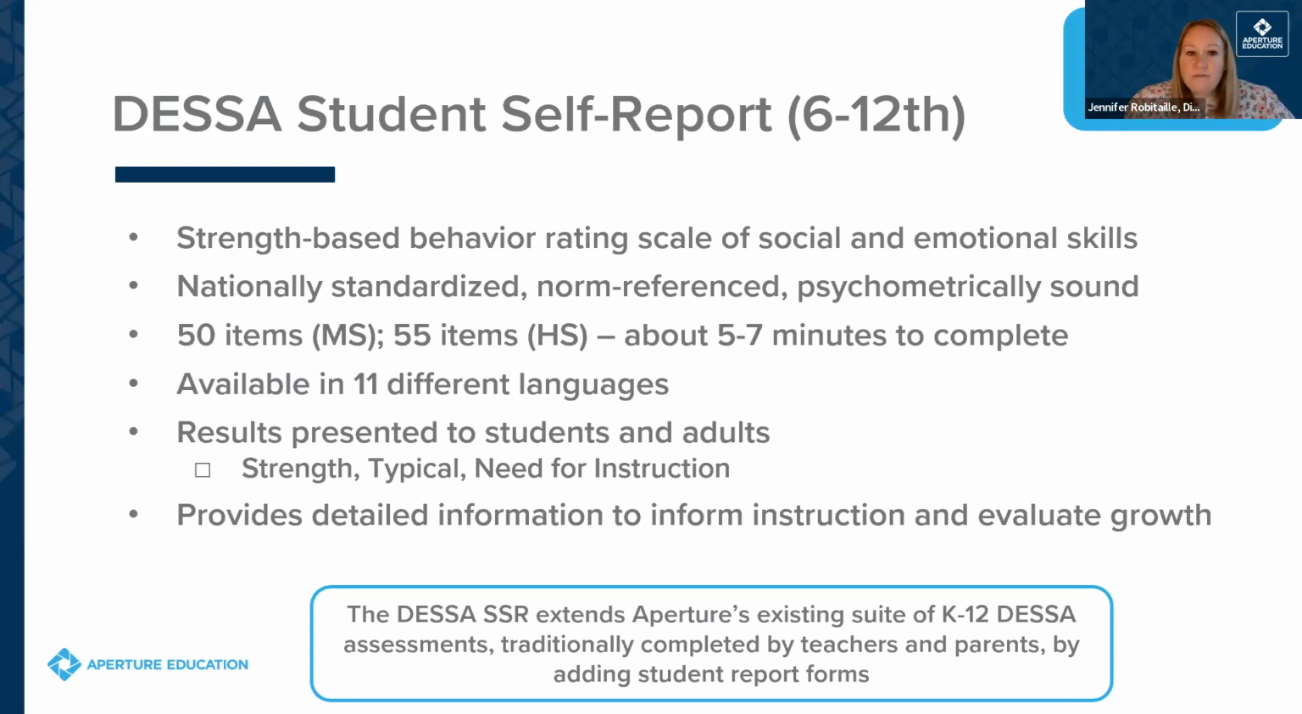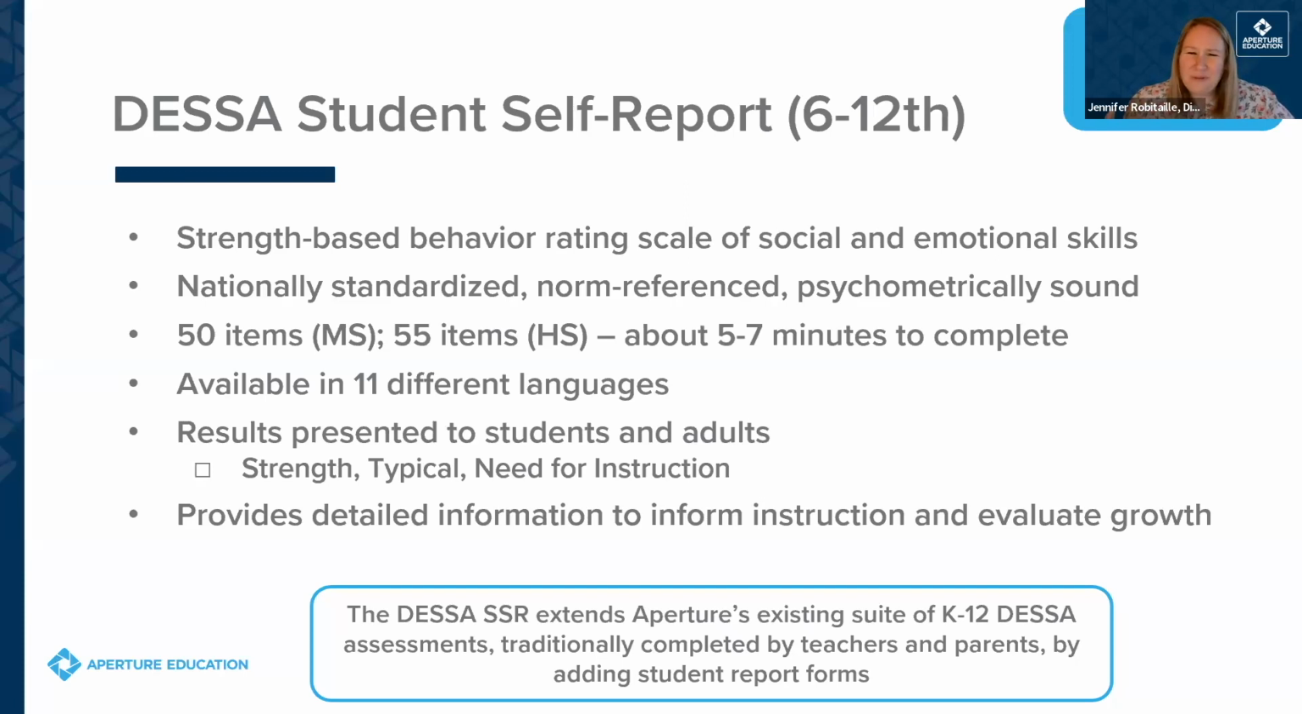The middle school self-report is 50 items. So students will complete 50 positive items. High school students complete 55 positive items. And it takes about 5 to 7 minutes for a given student to complete. Currently, both the middle school and high school versions are available in 11 different languages for students to complete. And we provide results directly to the student who completes the rating, as well as to adults. So to their teacher, and to school-level and district-level administrators.